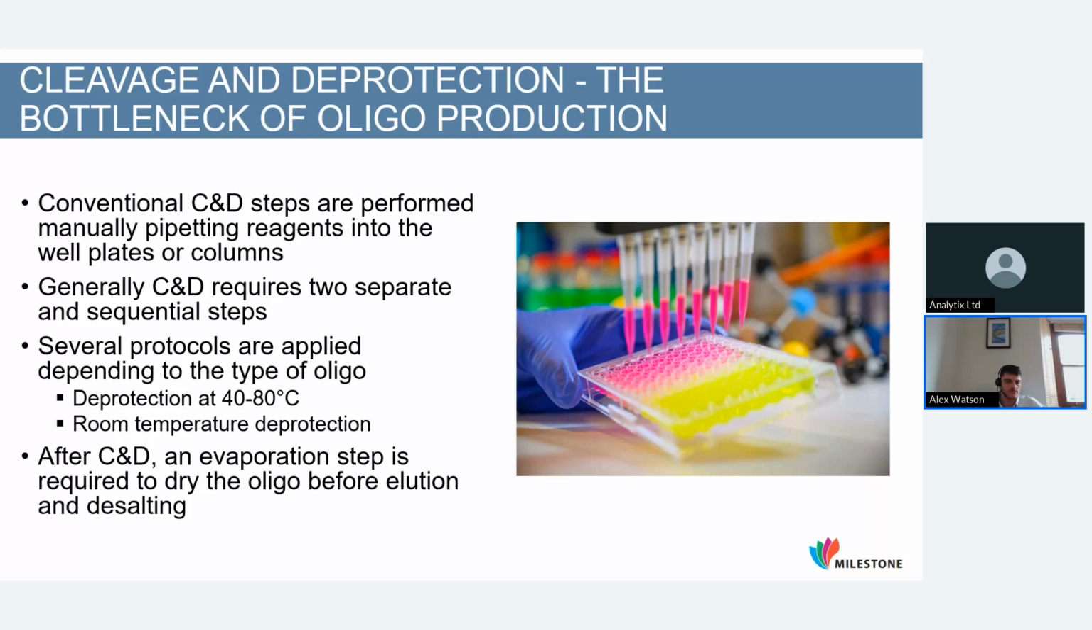So typically, C&D is performed via conventional heating somewhere between 40 and 80 degrees Celsius. For thermolabile oligos, so oligos that might degrade at elevated temperatures, we have to perform ultra-mild C&D. And this is particularly tricky. Normally, we have to carry out cleavage and deprotection at room temperature for extended periods of time, sometimes 24, 27 hours.